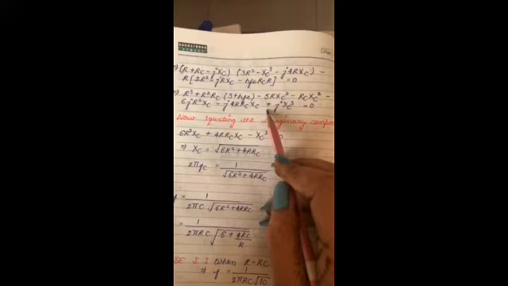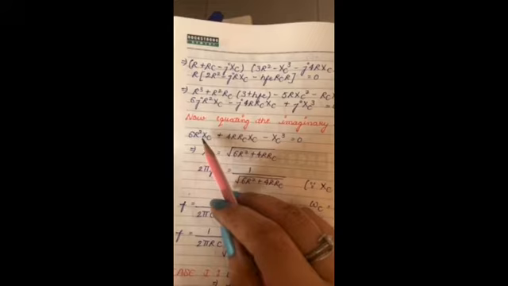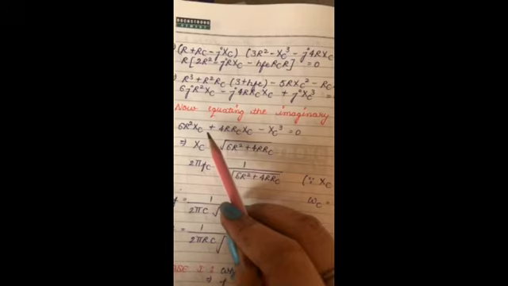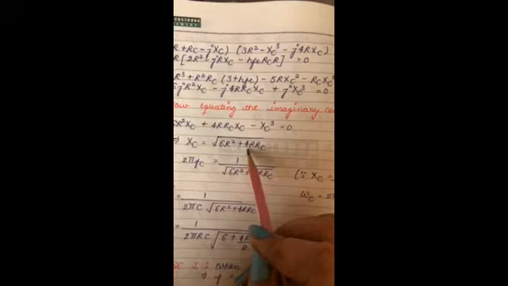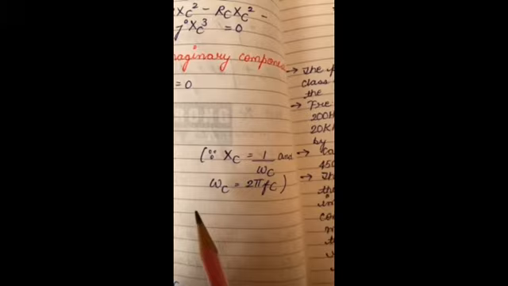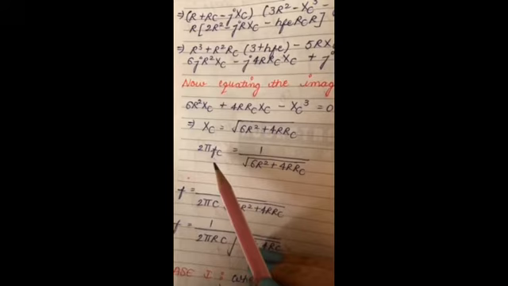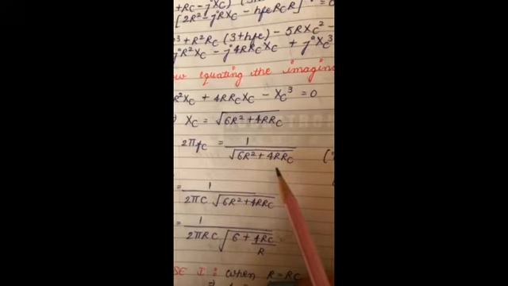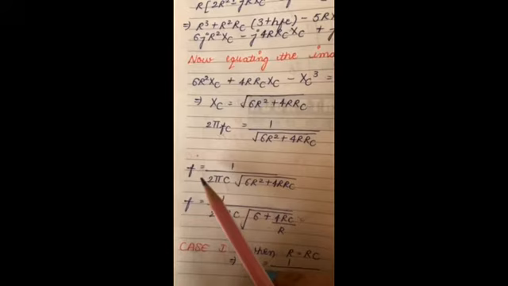So, by equating the imaginary parts equal to 0, we got 6R square XC plus 4R RC XC minus XC cube equals 0. On solving this, XC equals what? Under the root 6R square plus 4R RC, right? Now, XC equals what? 1 upon omega C, and omega equals 2 pi F. So, by putting the value, we got 2 pi FC equals 1 upon under the root 6R square plus 4R RC, right? And by shifting the value of 2 pi C over there, we got F equals this, right?